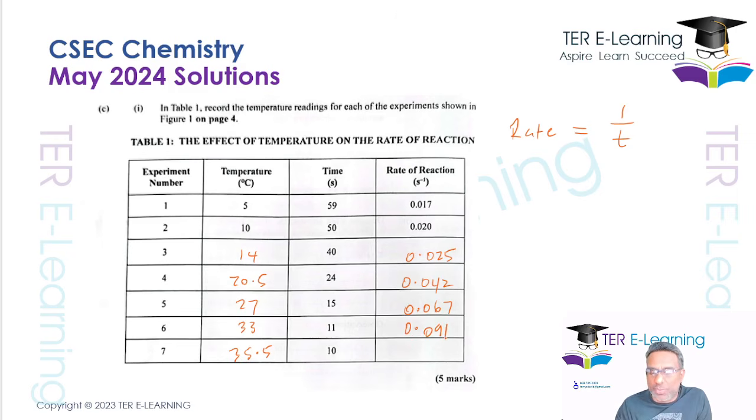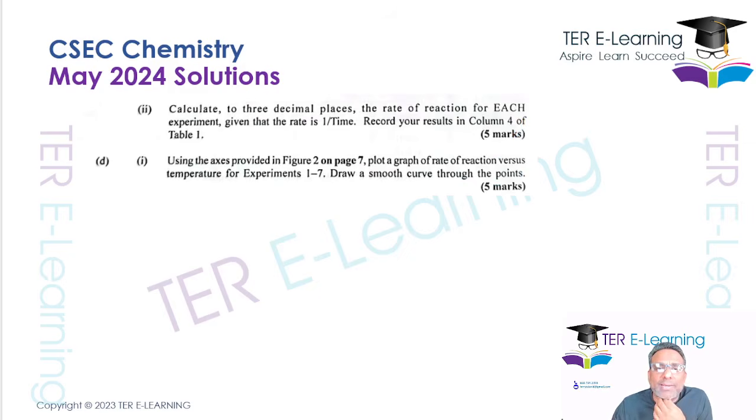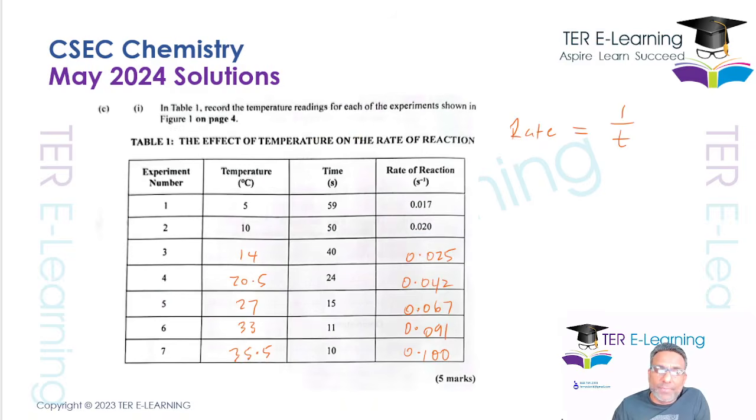And the last one is 1 over 10, which will be 0.1, so 0.100. So this is my table here for 5 marks. Next part, calculate the rate to 3 decimal places. They told you how to calculate rate, it's 1 over time, so we did that. So 5 marks for that calculation there. We also got 5 marks for filling out the temperature values in the table. So that's 10 marks just for filling out this table.